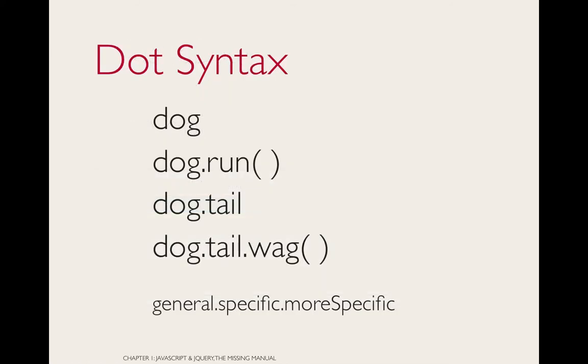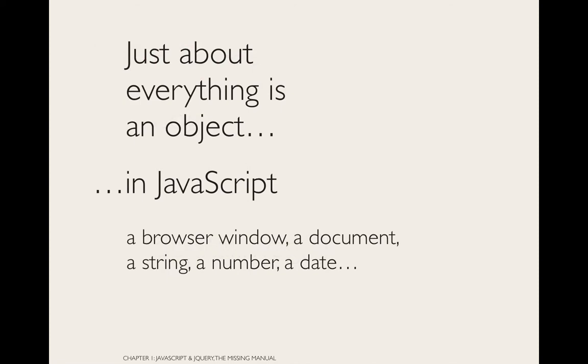And the way you put that together in JavaScript, the syntax for it, is with dot syntax. You string things together with dots separating them. You go from general to specific. You go left to right. So if you're talking about a dog that runs, it might be dog.run. If it's a verb, remember it's got parentheses. Dog.tail, tail's a property. So dog.tail.wag. Left to right, general to specific. That's how you work with objects.